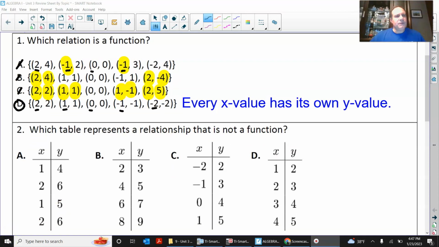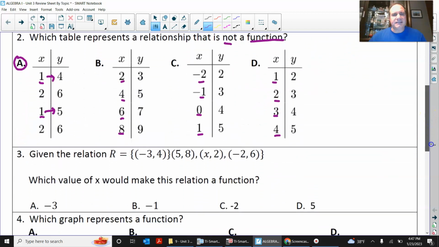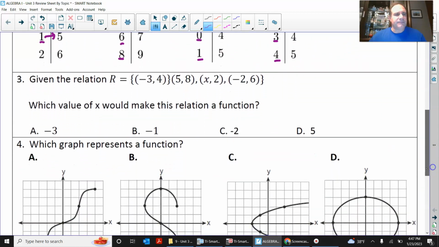For number 2, which table represents a function that is not a function? I'm sorry, which one is not a function? So we're looking for the x that repeats and goes to different y's, and that is not a function, A. Remember, we look at 2, 4, 6, 8. The x doesn't repeat. -2, -1, 0, 1. The x doesn't repeat. I'm not even checking the y's because the x's in B, C, and D do not repeat. A is your answer.